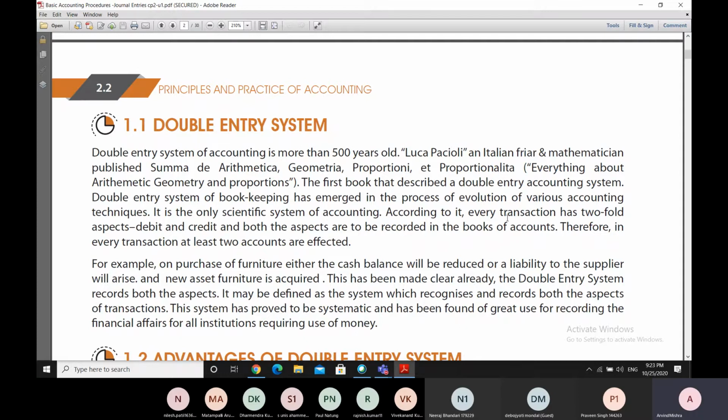Now, according to the double entry system, every transaction has two aspects. One is the debit aspect, another is the credit aspect. And we have to record both the aspects, the debit as well as the credit of every transaction in the books of accounts. So therefore, when we record any transaction in the books of accounts under the double entry system of bookkeeping, we make two entries for every transaction. Therefore, by every transaction, two accounts get affected.